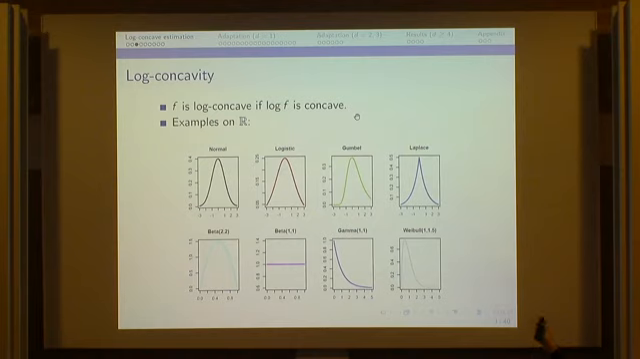As you can see, many parametric densities satisfy log-concavity. Think about the normal, whose density is like exponential of minus x squared over 2. If you take the log of that, that's minus half x squared, right? So that's a concave function. And all the other densities like logistic and Laplace are all log-concave. So these are some examples of univariate log-concave densities.